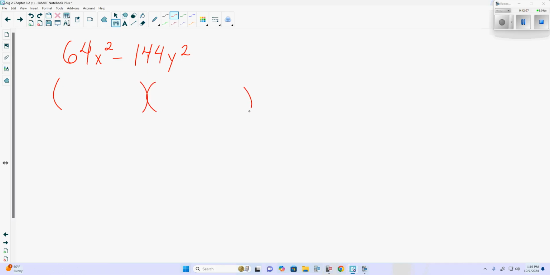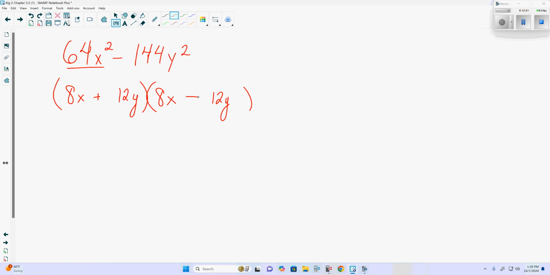So 64x squared would be 8x. All right, guys. So it would be 8x and 8x. 144 would be 12y and 12y because we have y squared. So did that really change anything? Nope, and our signs would be the same. This one is a little different.